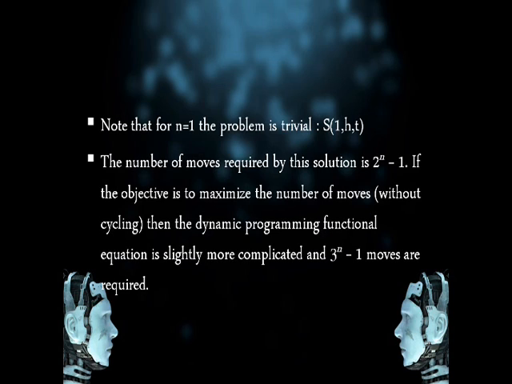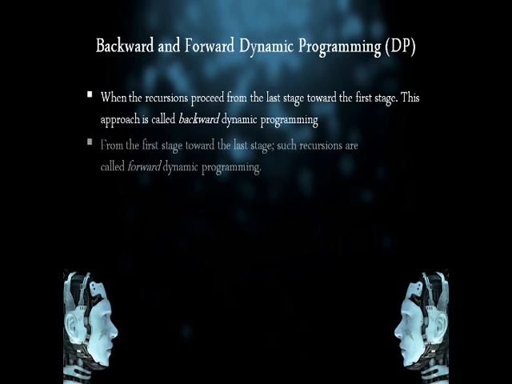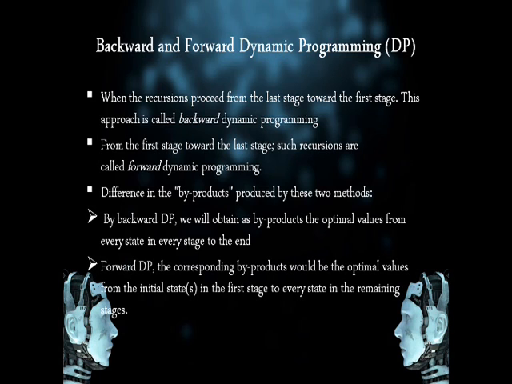If the objective is to maximize the number of moves without cycling, then the dynamic programming functional equation is slightly more complicated, and 3 to the power of n minus 1 moves are required. When the recursions proceed from the last stage toward the first stage, this approach is called backward dynamic programming. Clearly, by symmetry, we could also have worked from the first stage toward the last stage. Such recursions are called forward dynamic programming.